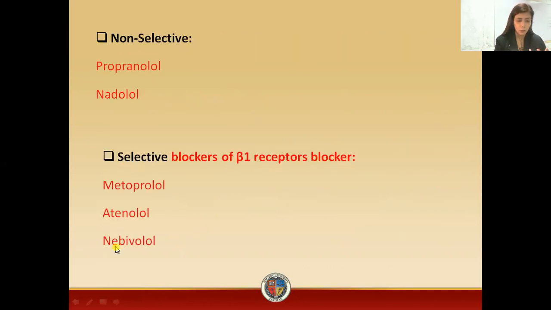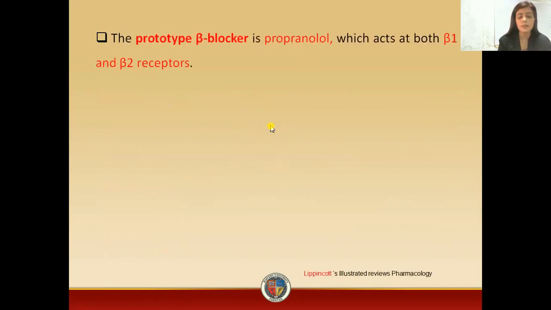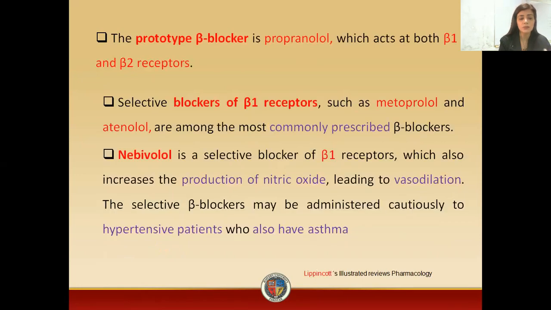This is nebivolol. Now, this is a selective one, beta 1. This is acting only on the beta 1 receptor, not on the beta 2 receptor. So it can be used in patients with asthma. Why can non-selective beta blockers not be used in asthmatic patients? Why can non-selective beta blockers not be used for the treatment of hypertension in patients who also have asthma?